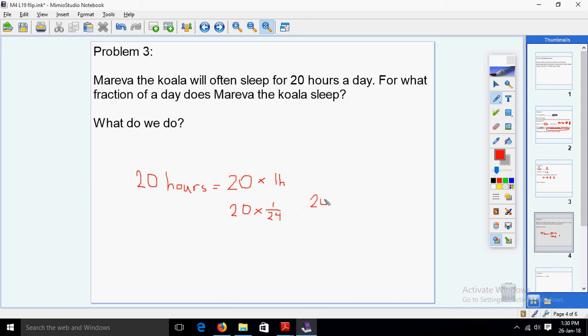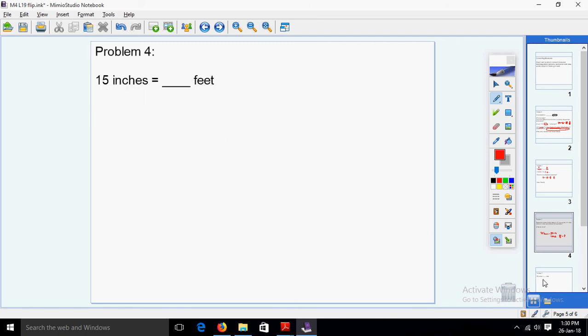All right, are we done yet? No, we're not done yet. We have to simplify. Once you simplify, you will get 5/6, and there's your answer. So 20 hours is equal to 5/6 of 1 day. All right, let's do this one. Problem 4. This is our last one, and then problem 5, you're going to solve for yourself and answer on the quiz.